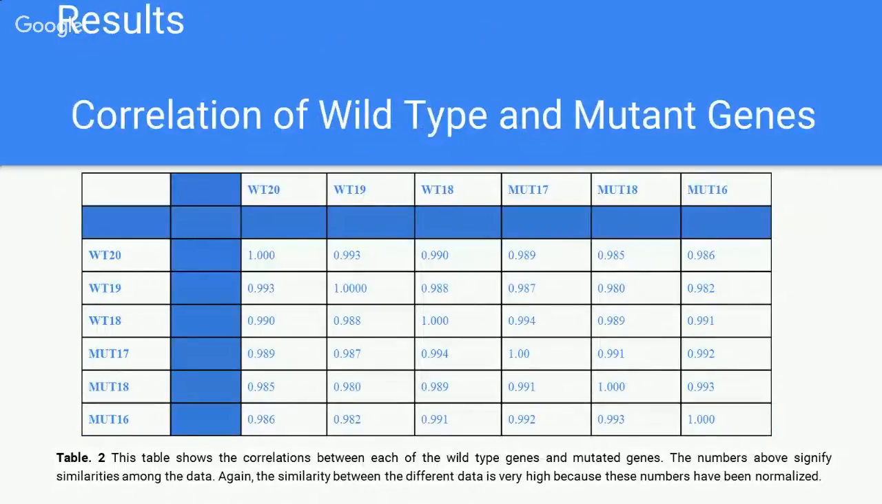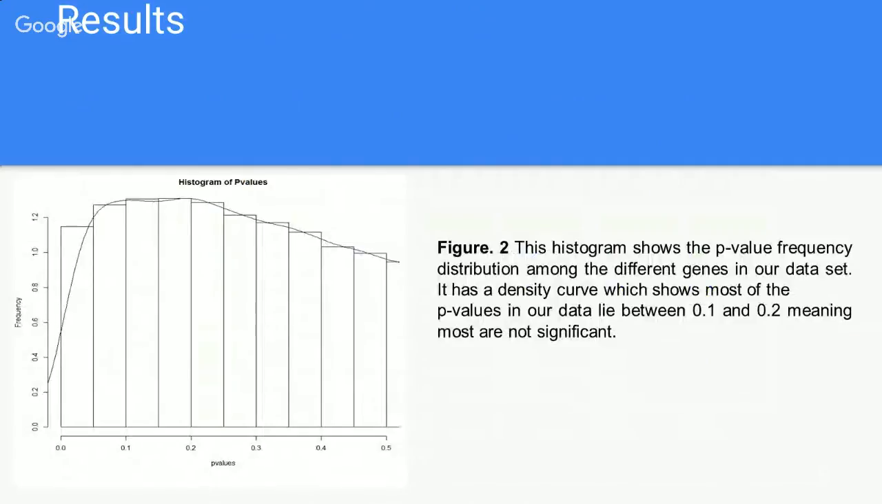And for the correlations of the wild-type and mutant genes, the correlations are all about 1, which indicates that there is pretty equal correlation between the wild-type and mutant genes. And this is a histogram of the p-values from the different genes in our data set. We're also able to use the data density curve to show that most of the p-values lie between the values of 0.1 and 0.2, meaning that most of the p-values within our data are not significant.